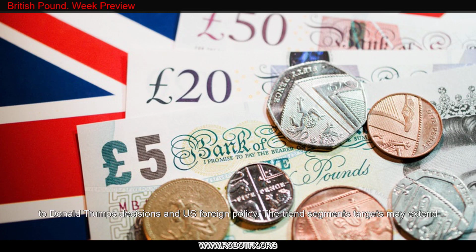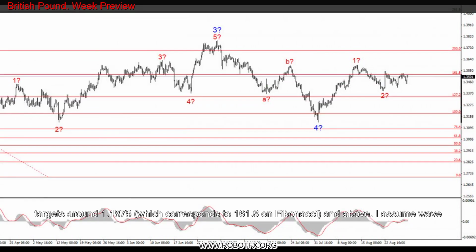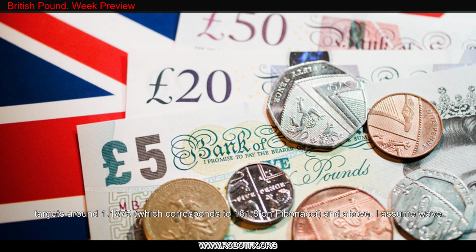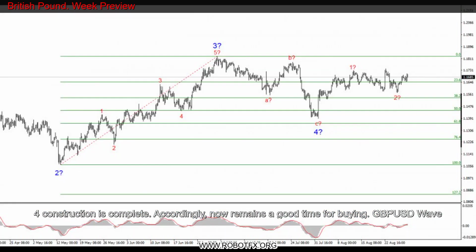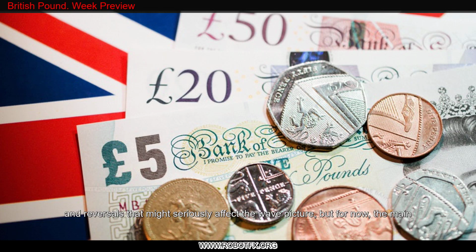GBP/USD wave picture. The wave pattern in GBP/USD remains unchanged. We are dealing with a bullish, impulsive segment of the trend. With Donald Trump, markets could face many more shocks and reversals that might seriously affect the wave picture, but for now, the main scenario remains intact. The bullish trend segment now targets the 1.4017 area. At present, I believe the corrective wave 4 is complete. Wave 2 and 5 may also be done. Accordingly, I recommend buying with a target of 1.4017.